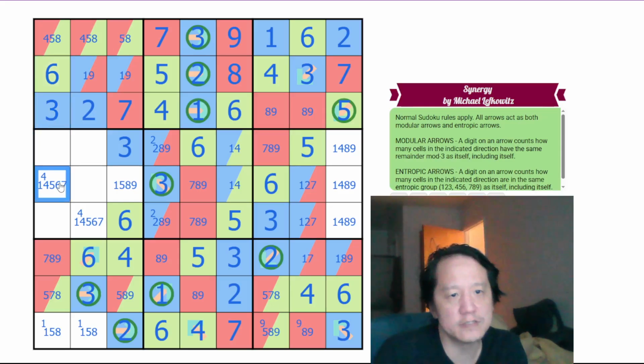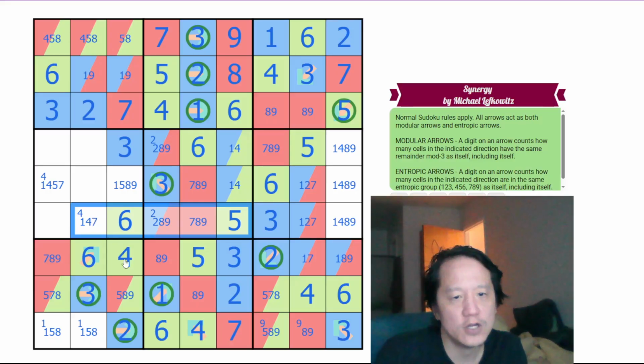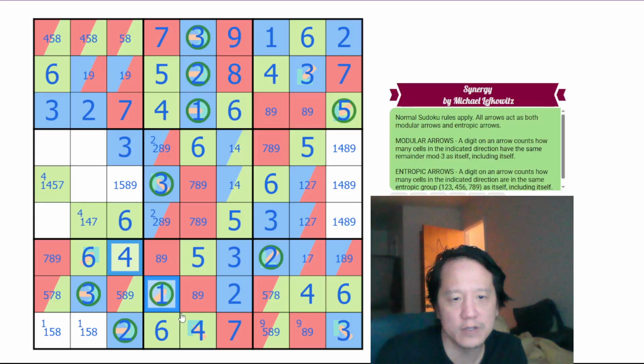6 eliminates 6 here. Oh, we're not done with this one. That's interesting. This can't be 6 because of 6 in the box. This can't be 5. Oh, we know this is satisfying the modular set. So this has to be 2 middle digits to satisfy the entropic. So this cannot be 1 or 7. It's 4. This can't be 1 or 7 or 4. It's 5. Okay, that's helpful.